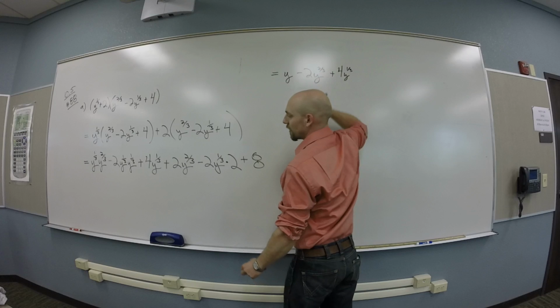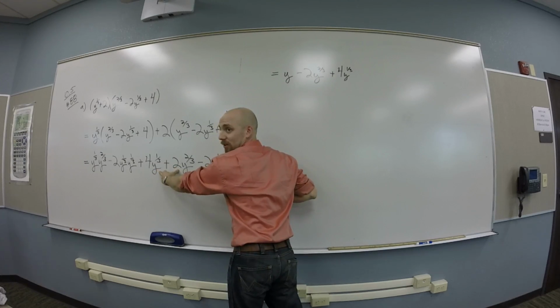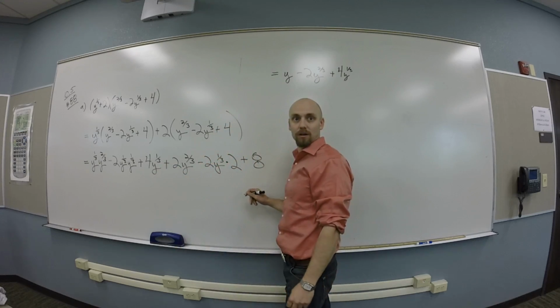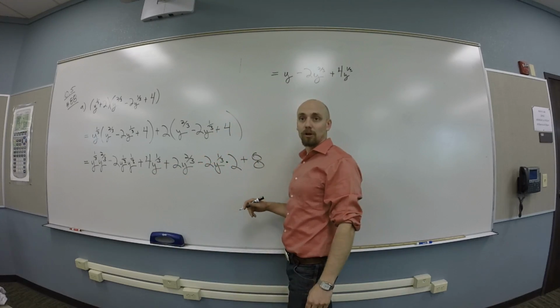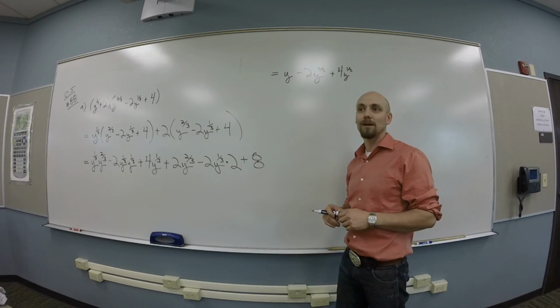You're probably trying to combine these? Why can't you combine these? Why doesn't y to the 1/3 and 2y to the 2/3 go together? They're not like terms. The powers are different. You see that? They have to actually be exactly the same thing for you to combine them.